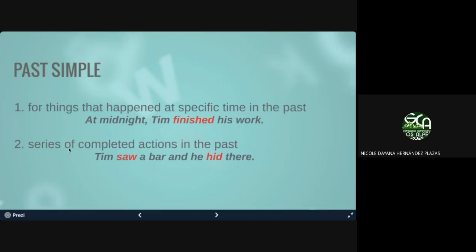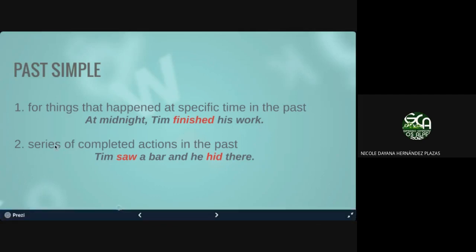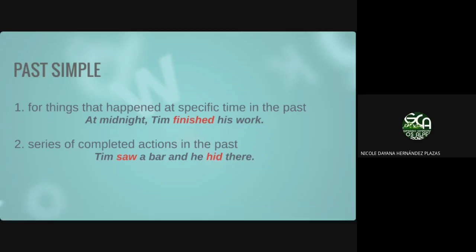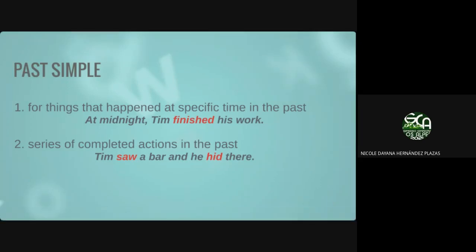And what happened then? A series of completed actions in the past. Cuando tienes una serie de acciones que sucedieron que están completas, como una cadenita de acciones en el pasado, that's going to be with past simple. So you have Tim saw a bar and he hid there. This happened first, this happened then, but there is a series of completed actions. No hay una acción que interrumpa a la otra, es una acción que siguió a la otra. So be careful with that. Questions up to this point, guys?